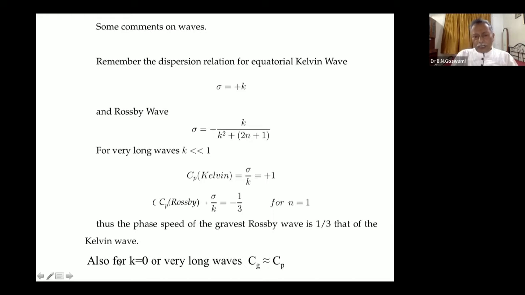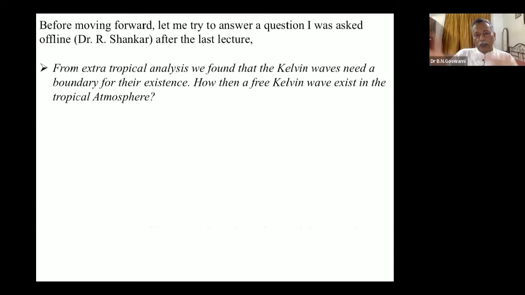And there is another important thing: for very long waves, close to k equal to 0, the group velocity and the phase velocity of all these waves, Kelvin and Rossby waves, are equal. So these are a couple of things that we need to remember to interpret some of those results that we are going to discuss today.